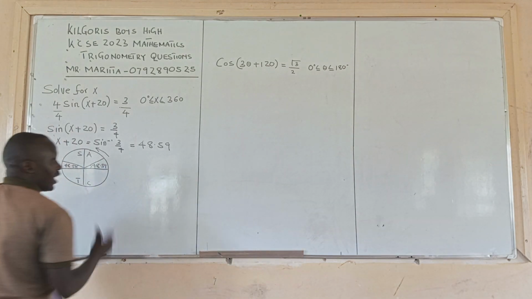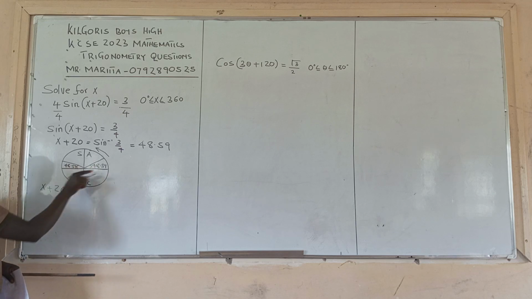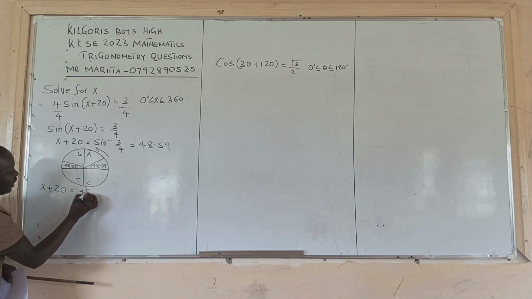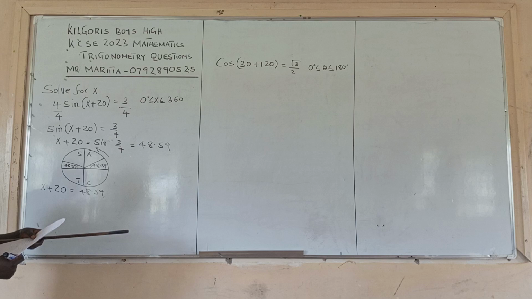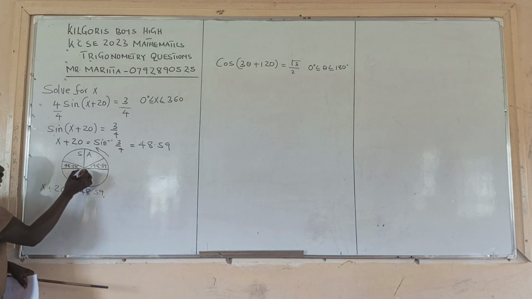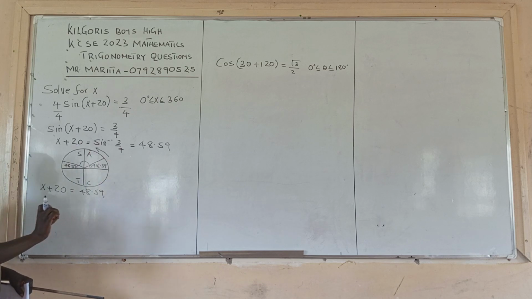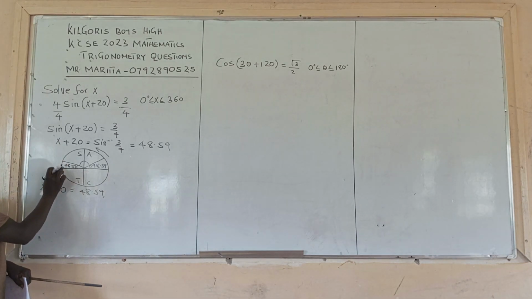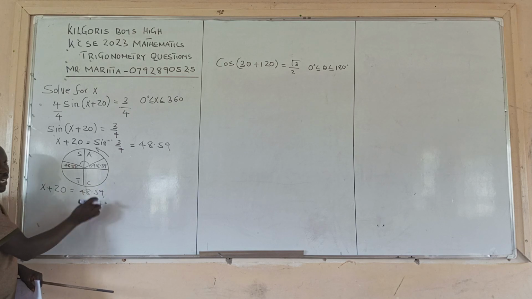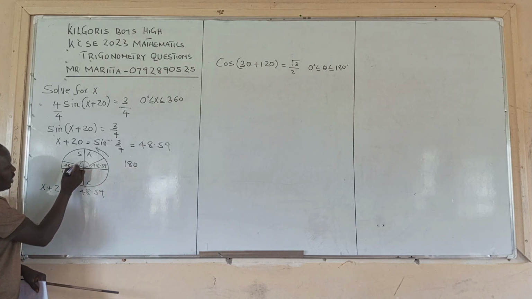Having identified where it can lie, we can now write that x plus 20 will be equivalent to, from the first quadrant, 48.59. From the second quadrant, we are moving like this. This is our half circle, which is equivalent to 180 degrees. We have the acute angle as 48.59. So the second one we can have as 180 minus 48.59, because we are moving from here to here.